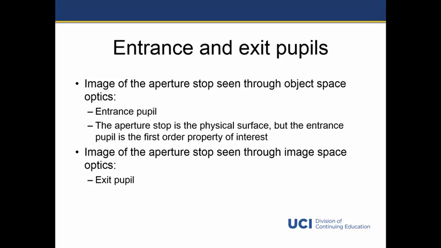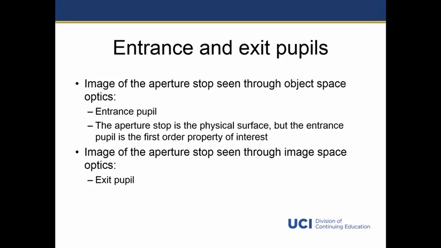But because you're looking through optics typically, let's assume it's an embedded stop like in our Cook triplet, what you're actually seeing is not the stop itself, but the image of that stop. And that is the entrance pupil, the image of the aperture stop as seen through the object space optics. So the size will actually be different than the actual aperture stop, and the location will be different than the actual aperture stop. So the aperture stop is the physical surface, but it's the entrance pupil that is typically the first order property of interest.